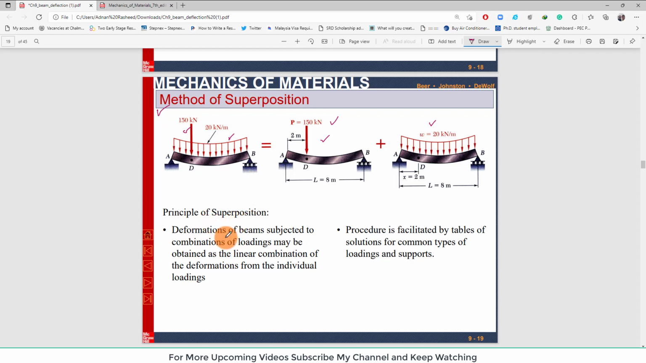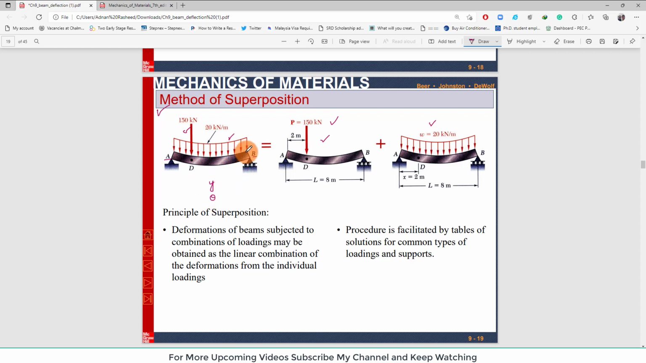Clear? So we can see the deformation of this beam. One end of the beam is pin supported at point A, while at point B there is a roller support, and two different loadings: a concentrated load of 150 kilonewton is acting at point D and a uniformly distributed load of 20 kilonewton per meter is acting on this beam. Clear? Due to this loading we will have certain deflection and slope.